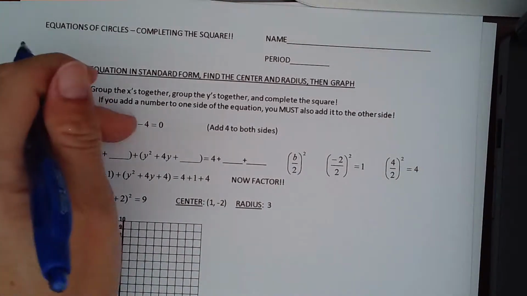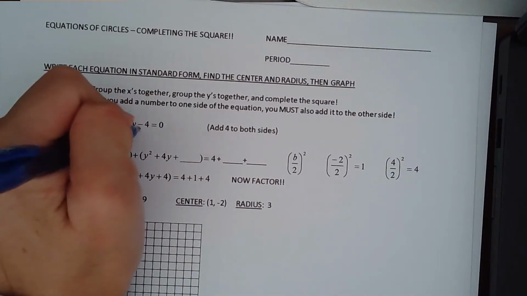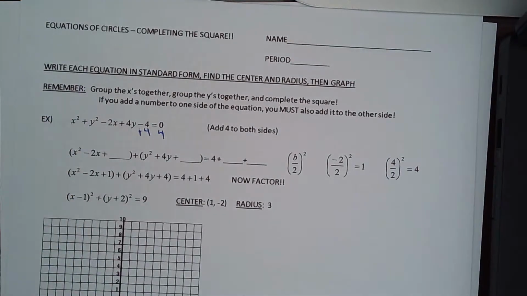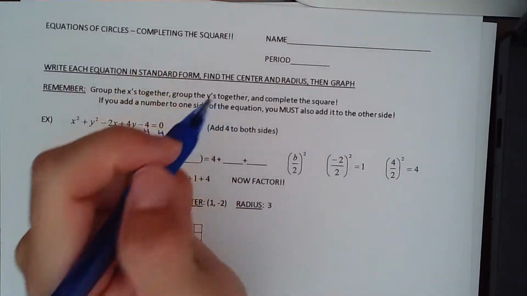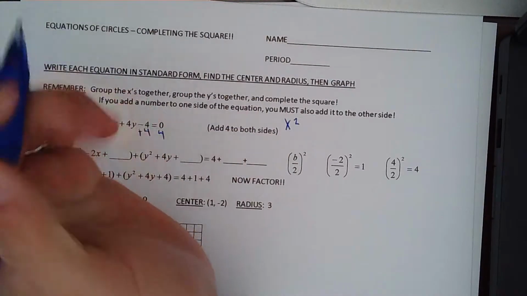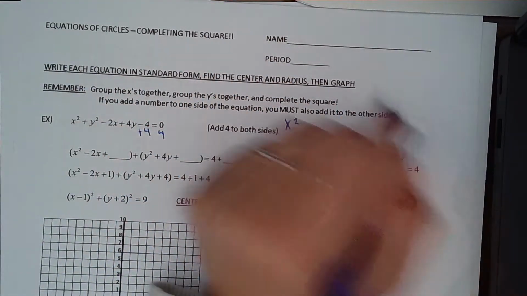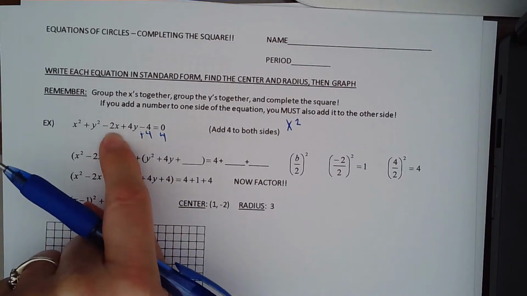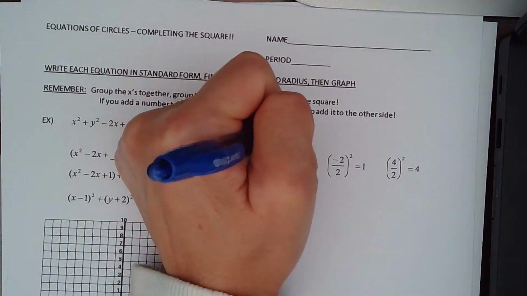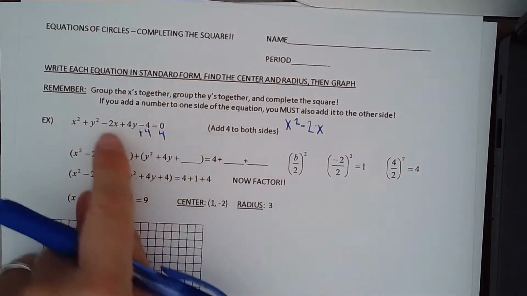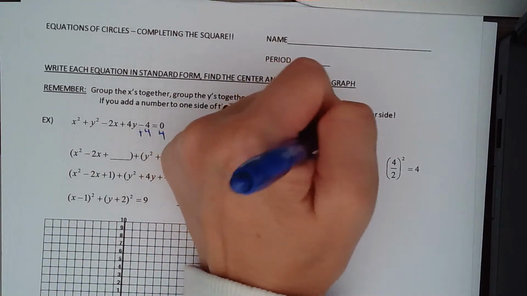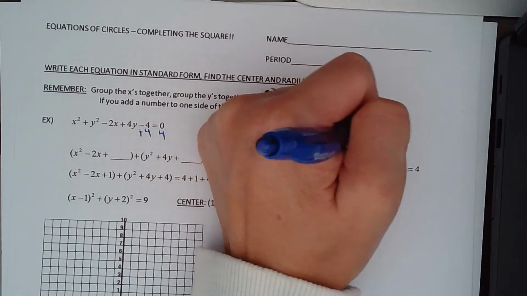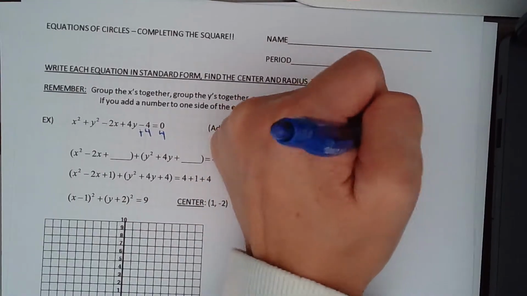But the first thing you want to do is you want to get this constant alone. You want to move it over. So I'm going to add 4 to both sides, just like it says. All right, and I'm going to have this new equation that looks like x squared. And I'm just going to put it in order so I keep my x's together so it's less confusing. So minus 2x, so I'm just moving that over here, plus y squared plus 4y equals a positive 4.